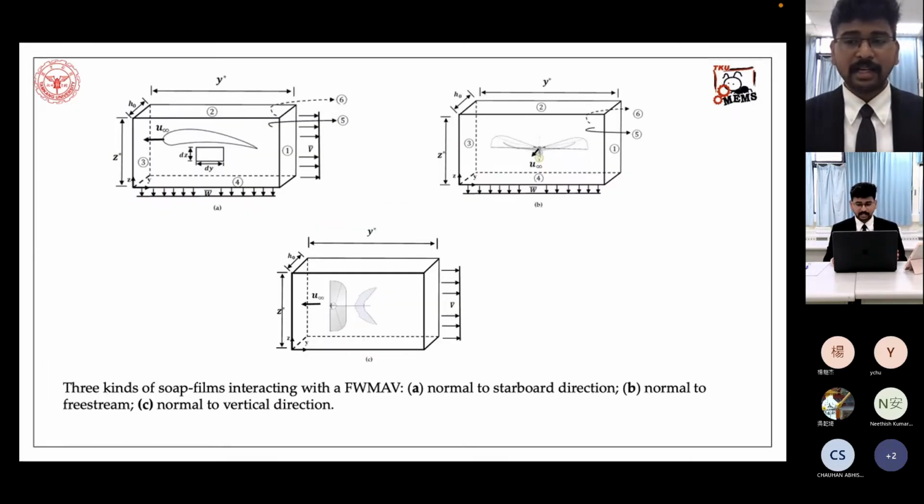As I mentioned in the previous slide, the 4 different generations of my experimental setup modifications are based only on the 3 different kinds of soap film interaction with my MAV. Here you can see my y-axis and z-axis, which represent my plastic frame holding the soap bubble. H0 denotes the thickness of my soap bubble. This is the starboard direction of my MAV, this is the free stream direction, and this is the vertical direction. We tested all three directions to find the downwash as lift and V as the jet speed as thrust. Based on these, we derived the lift and thrust formulas, which I will explain later in the next slides.